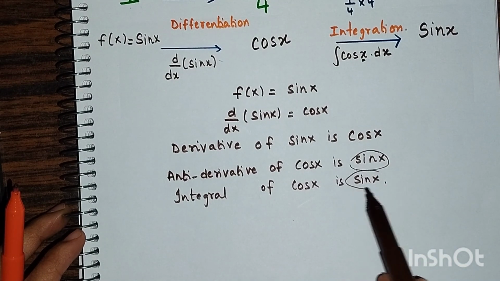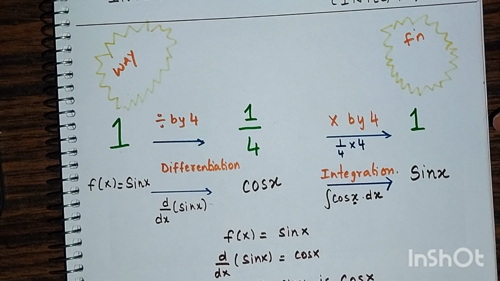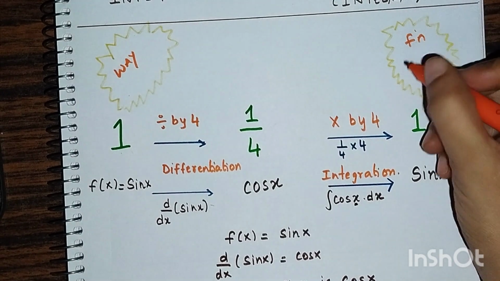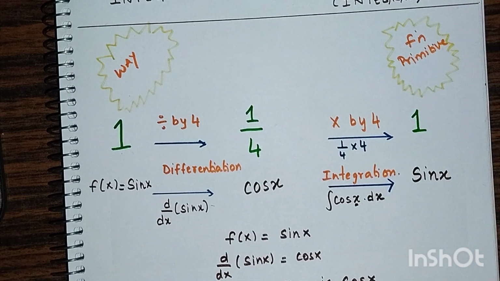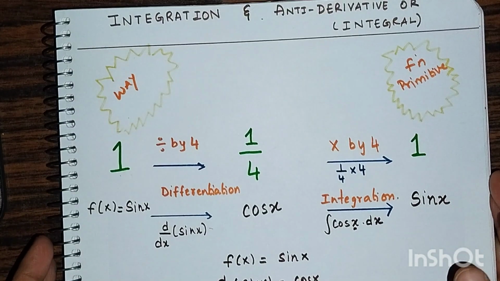Can you observe that even this is also a function? So we can say the antiderivative is also a function. We can also call it a primitive function, or the original function that you get after doing the integration. So I hope you understood what integration, antiderivative or integral is.